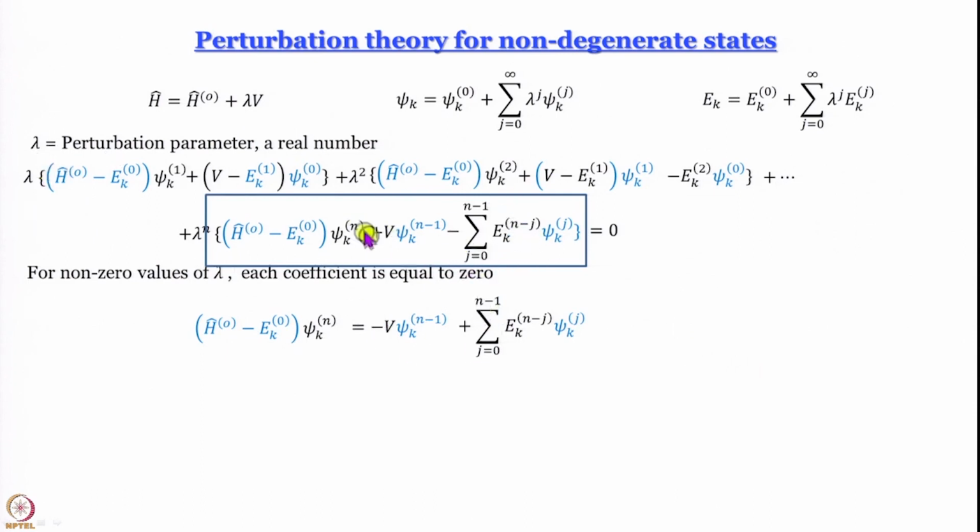So every coefficient of every power of lambda must be equal to 0 by themselves. So I have (H^(0) − E_k^(0)) operating on ψ_k^(n) is equal to −V operating on ψ_k^(n−1) plus the summation j equal to 0 to n−1 of E_k^(n−j) operating on ψ_k^(j). Extremely useful equation, it is going to come handy time and again.